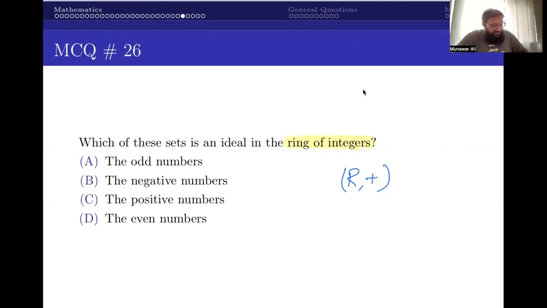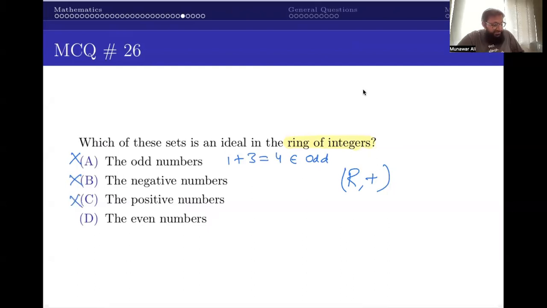So you can see the odd numbers do not make a group under addition. What's the reason? If you add two odd numbers, the result is even, which does not belong to the set of odd numbers. So it's not a group. Negative numbers, you do not have the inverses, so it's not a group under addition. Positive numbers, you do not have inverses.